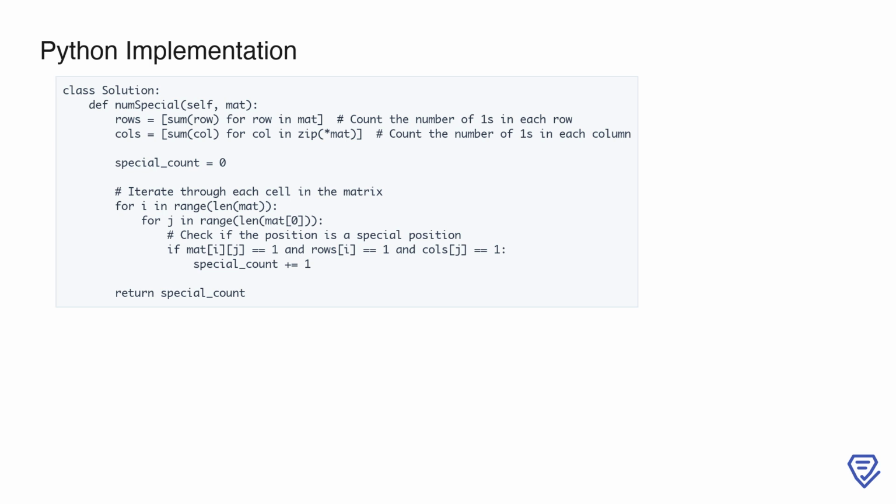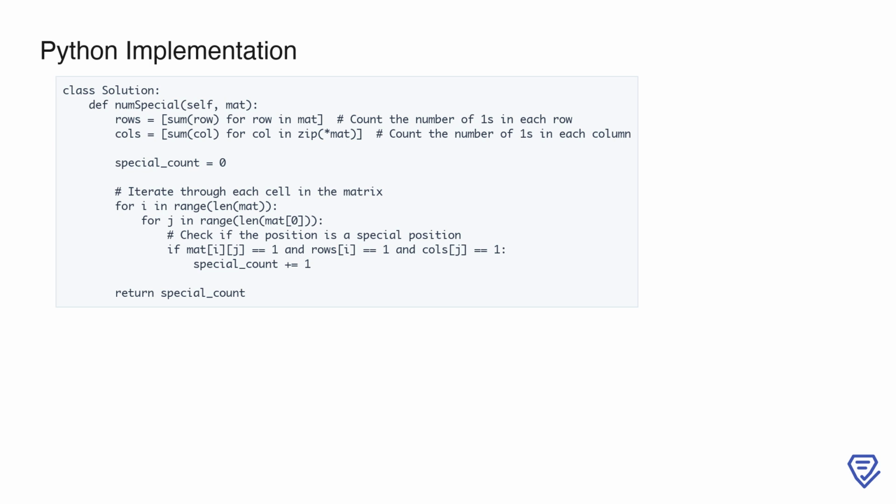3. Returning the result. After iterating over all positions, the total count of special positions is returned. This algorithm is efficient, as it computes the row and column sums in O(m+n), and checks each position in O(m*n), resulting in a time complexity of O(m*n).